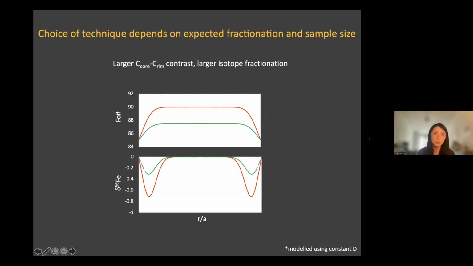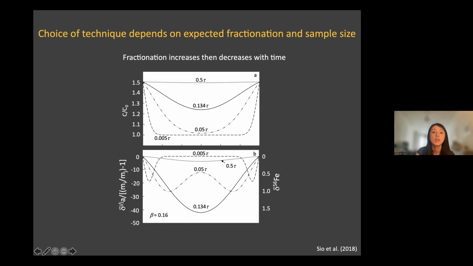And another thing that you can model is the time evolution of the crystal. So shown on the upper panel here is a chemical profile. This is non-dimensional distance going from rim to rim on the two ends. So in this case, the rim equilibrium composition is 1.5 times higher than the core composition. So initially, your crystal has a C to C naught ratio of 1. That just shows the crystal is initially homogeneous. And when the crystal is fully re-equilibrated, it'll have a concentration ratio of 1.5 compared to what it began with.